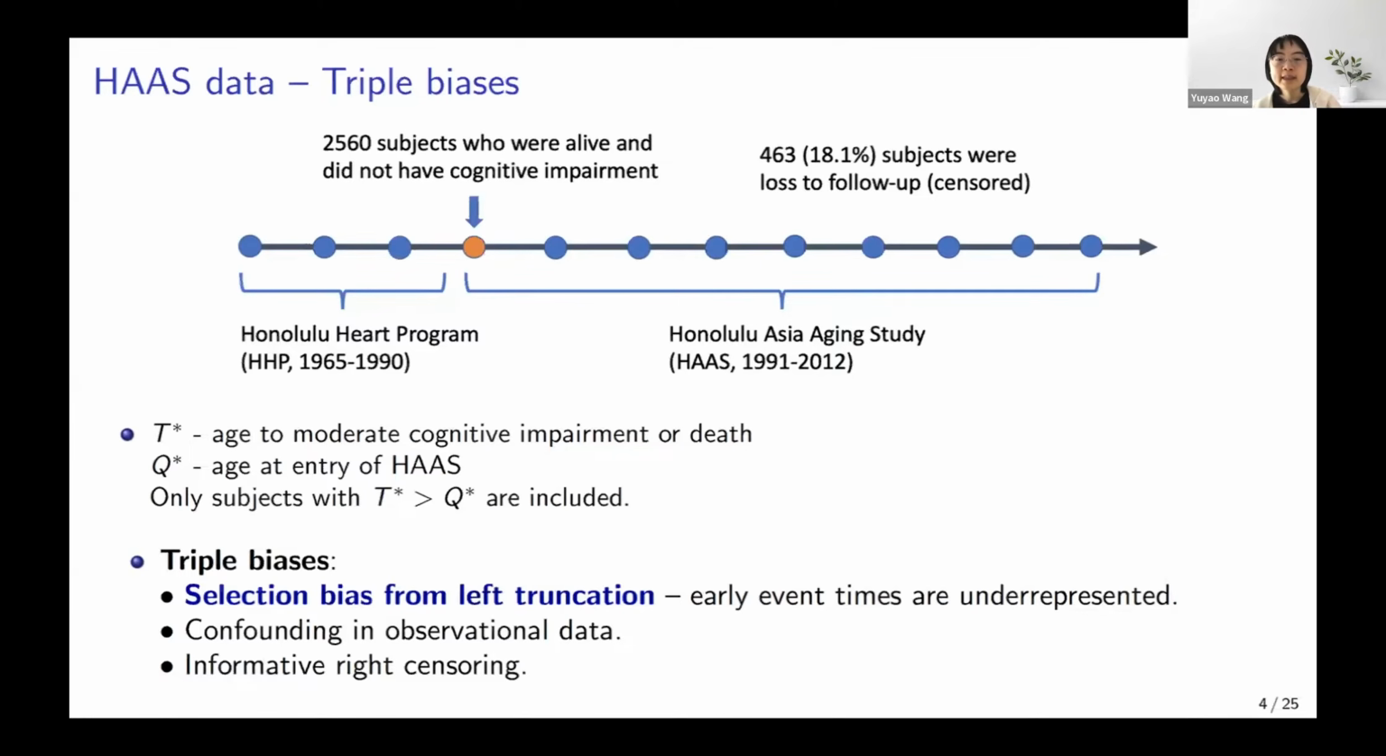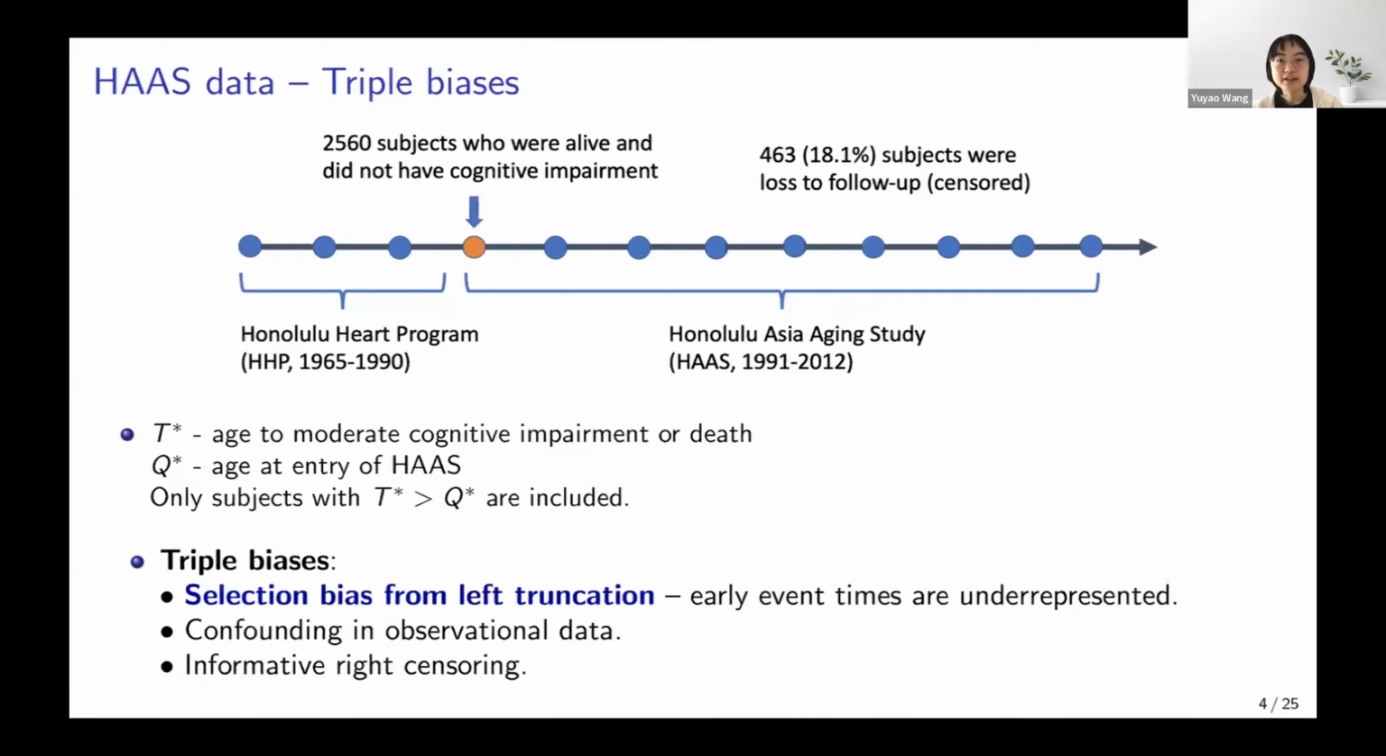of the aging study. And in addition, time to event outcomes are usually also subject to right censoring due to loss to follow-up or end of the study. And furthermore, if we're interested in answering a causal question, for example, what is the effect of midlife alcohol exposure on late life cognitive impairment, there is also confounding that needs to be addressed because this is observational data. So we end up with triple biases: selection from left truncation, confounding from observational data, and also right censoring, which may be informative.